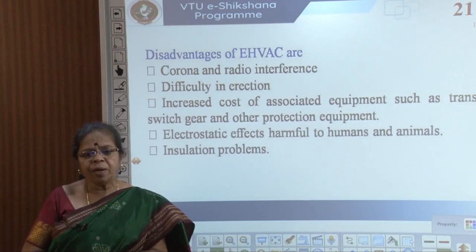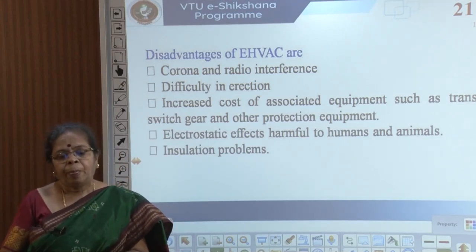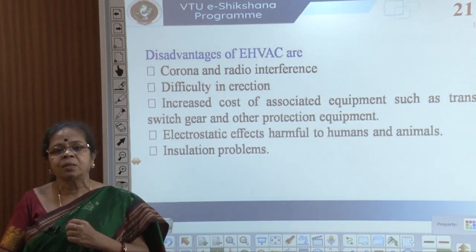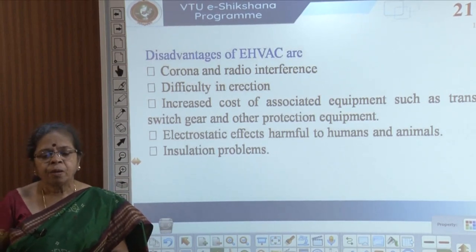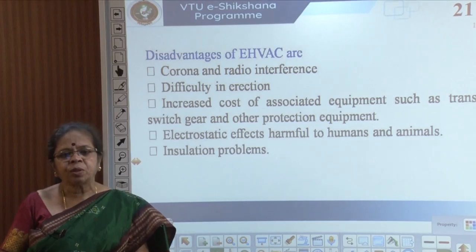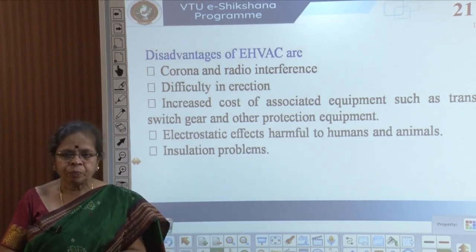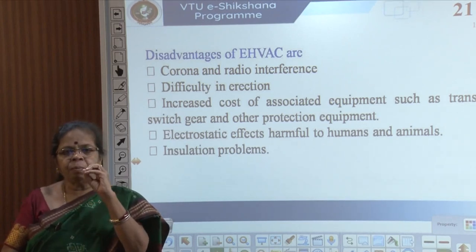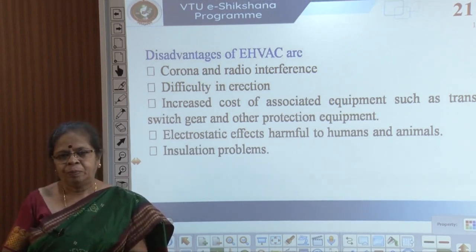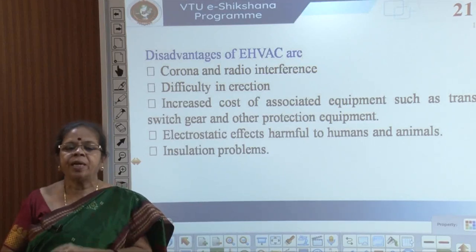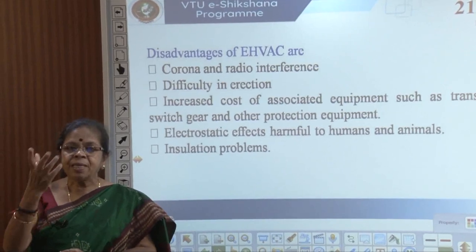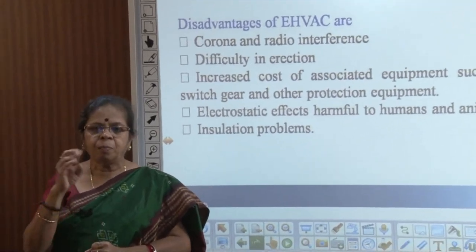Now, are there any disadvantages? Definitely. With very high voltages, you will have high electric fields around the conductor. So the first disadvantage is what we call corona. Corona is when the air around the conductor breaks down. There is a potential gradient for the air to break down, and when this is exceeded, the air around the conductor breaks down.